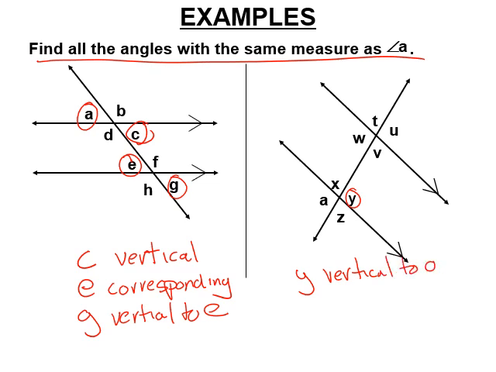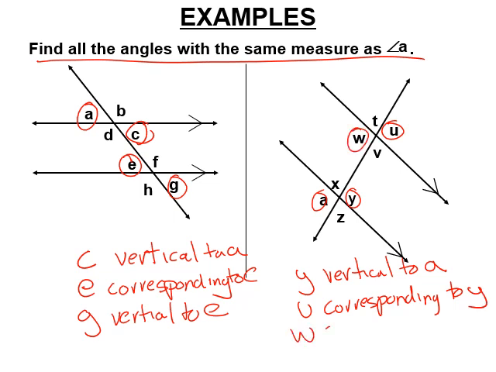I should say vertical to A. This was corresponding to C. U, because it is corresponding to Y, and then W, because it's corresponding to A. And notice I could have given a different reason. I could have given it as vertical to U, but I'm giving a reason for each.